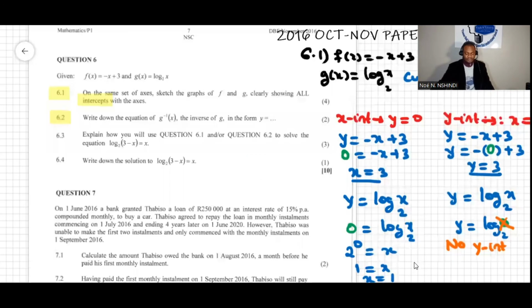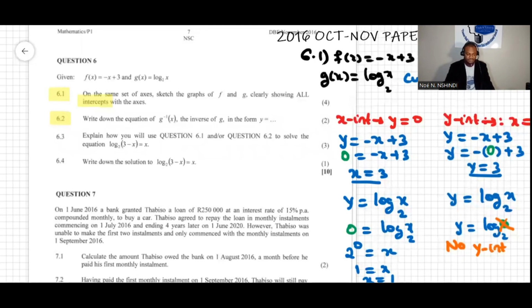6.3. 6.3 says, explain how you will use question 6.1 or question 6.2 to solve the equation log of 3 minus x base 2 equal to x. Let's read it again. Explain how you will use question 6.1 or 6.2 to solve the equation log of 3 minus x base 2 equal to x. Quite interesting. Let's see.